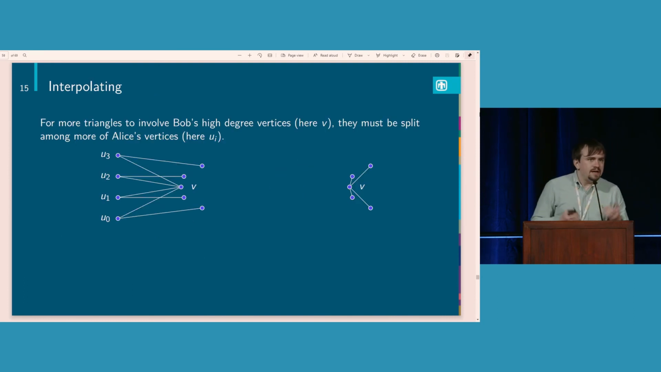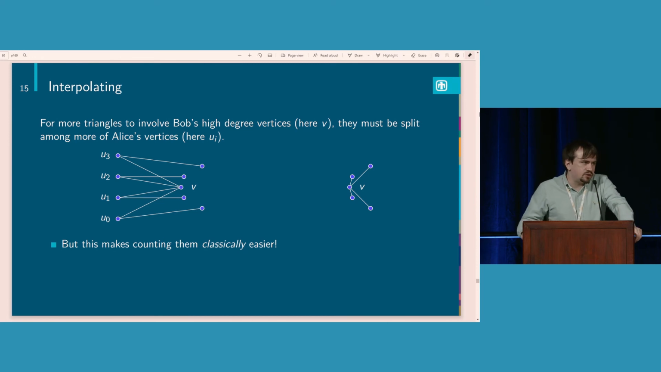But in general, it can be the case that Alice can have lots of these wedges all pointing to the same Bob vertices. But for that to happen, it has to be the case that she has all of these edge disjoint wedges, all that touch the same vertex. And it turns out that that is actually exactly the scenario in which it's classically easy for Alice to solve this kind of problem. Because what she can do is this kind of vertex-based sampling strategy that lets her just sample some number of those wedges at kind of constant sample cost per wedge.